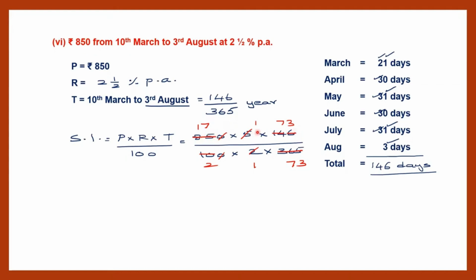We have 17 into 1 into 73. Here we have 2 into 1 into 73. We can cancel 73 and 73. So that is also cancelled. So in the numerator we have 17 into 1, which is 17. In the denominator we have 2 into 1. 2 ones are 2. 17 by 2.